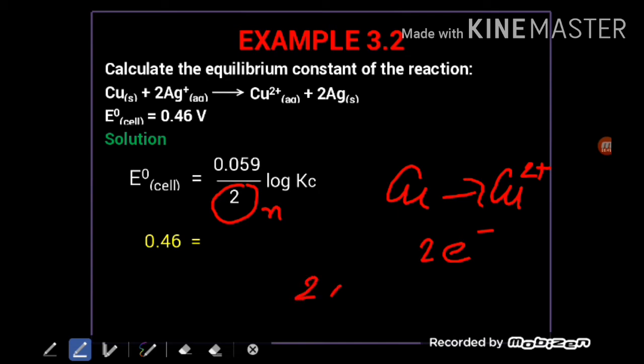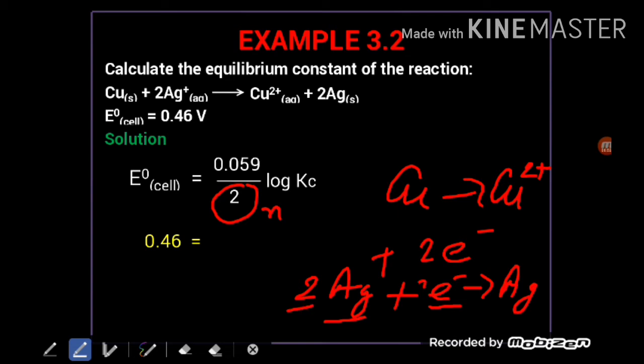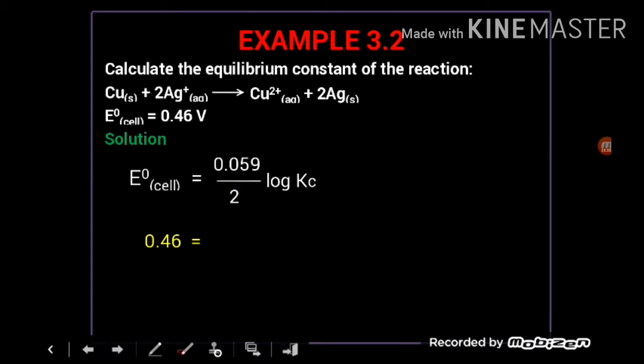If you talk about 2 Ag plus, this is the equation. Here see, 1 Ag plus gains 1 electron, so 2 Ag plus will gain 2 electrons, so the number of electrons is 2. That's why I put here the value 2. Next, the value of log Kc we have to calculate. Here the value of E naught cell is given in the question, 0.46 is equal to 0.059 divided by the value of n, which is 2, log Kc.